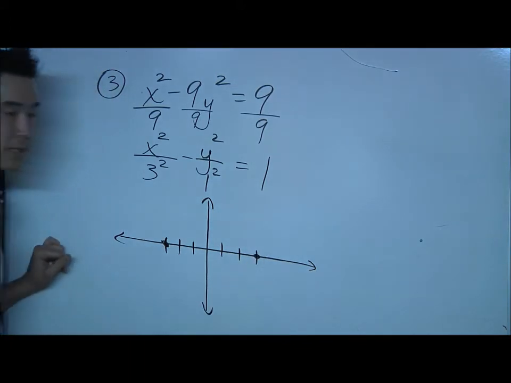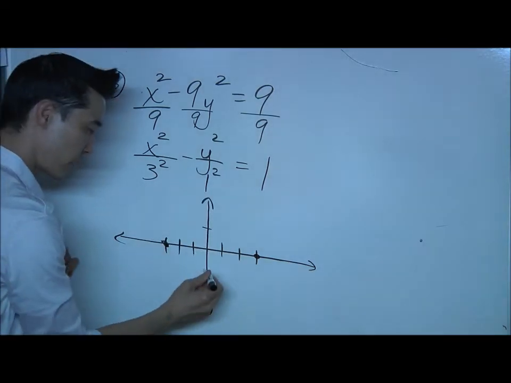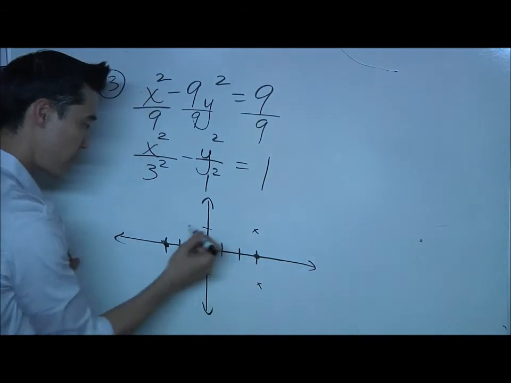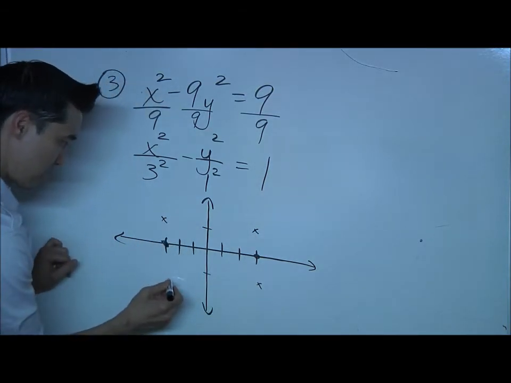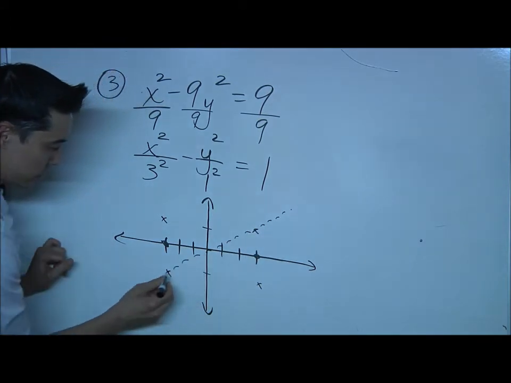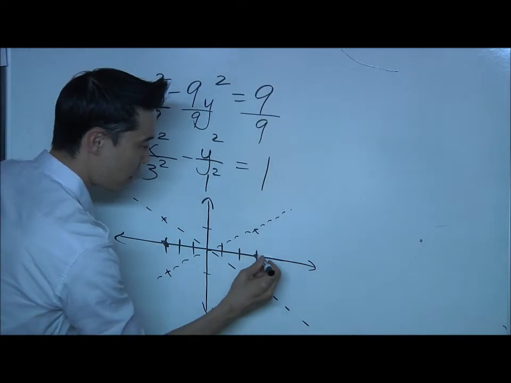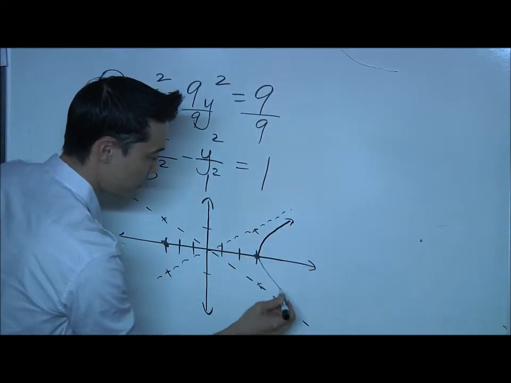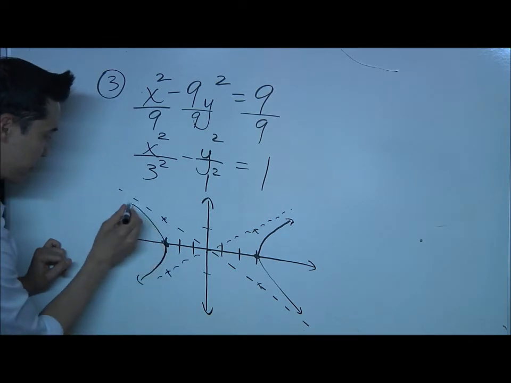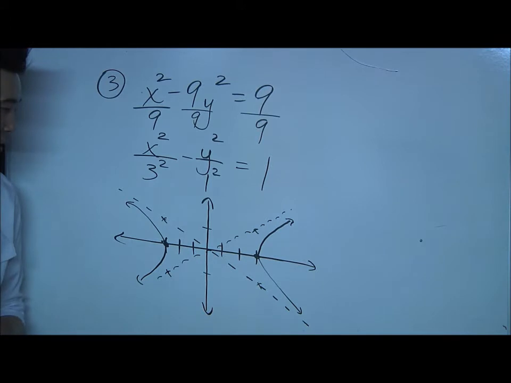And then the question is, how do I graph the rest of this? Well, the y value is 1, so I'm going to go 1 here. So you want to draw a little rectangle going out the x value of 3 and up the y value of 1. And the reason why we draw this rectangle is because we're going to do diagonals, and that's going to help us form where our hyperbola values go. They go toward these diagonals.